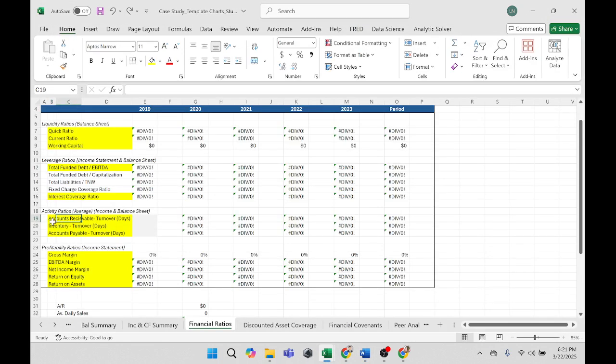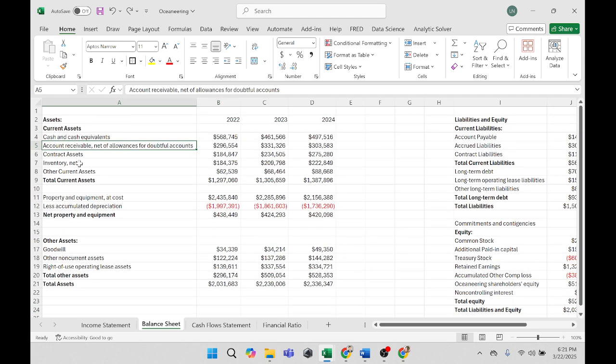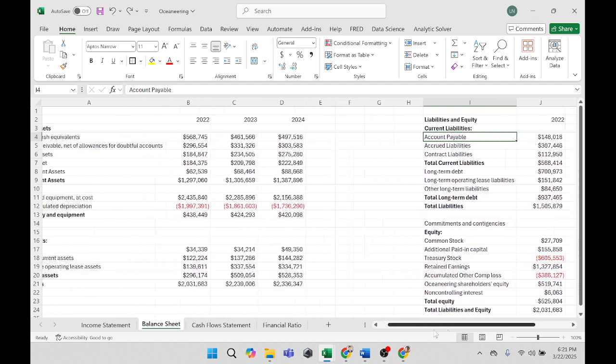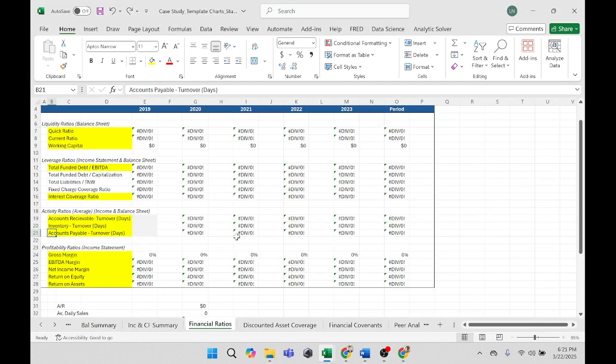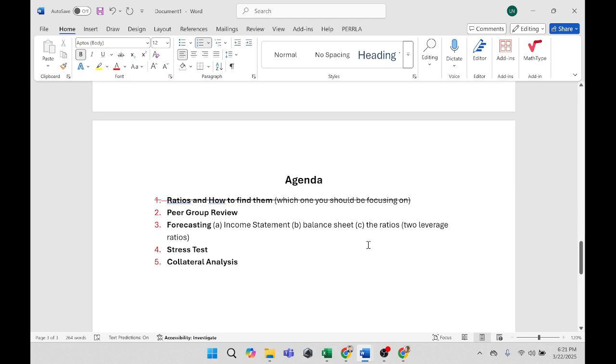All right. Next, we talk about accounts receivable, inventory, accounts payable. You can find it on the balance sheet, right? Just reference back. So here is accounts receivable, inventory. Accounts payable, where is it? It's under current liabilities, accounts payable. So that's how you guys find the data. Okay, what else? So far we have covered the first item already. Next, I'm gonna talk about peer group review. All right, what is peer group review?